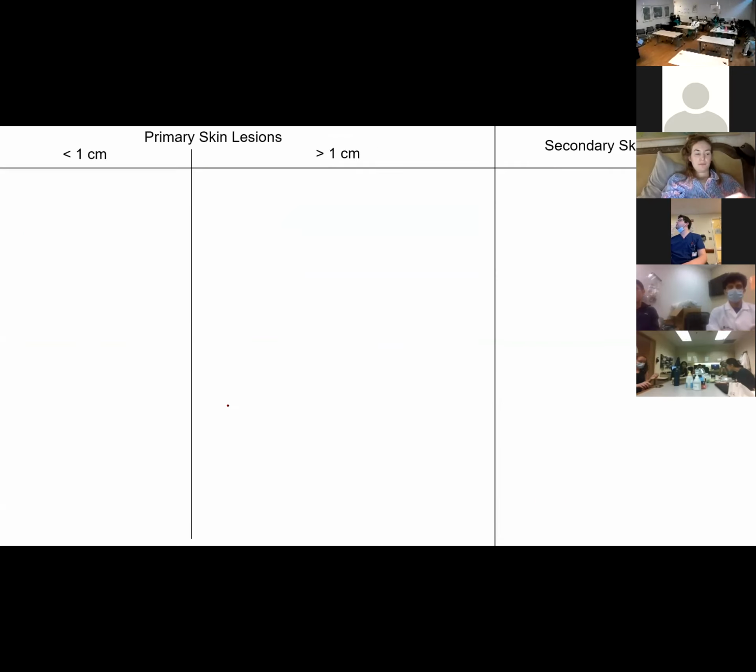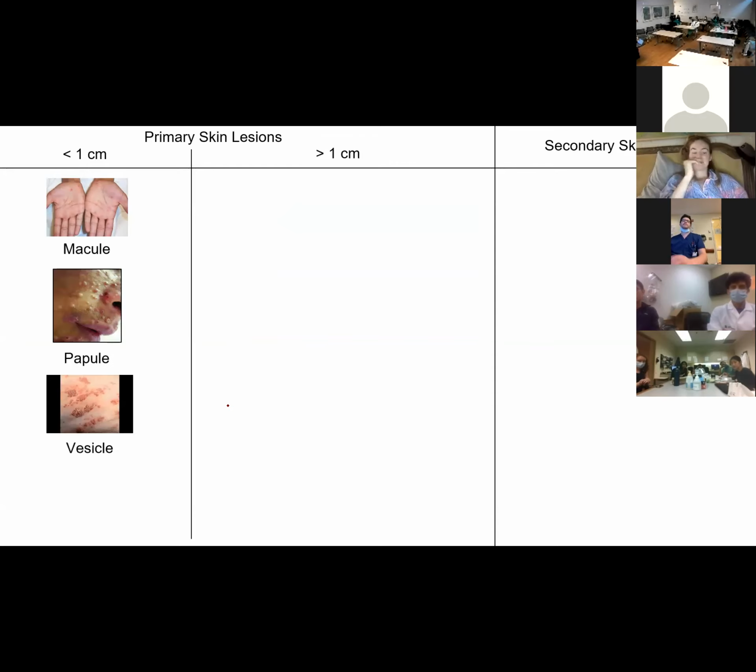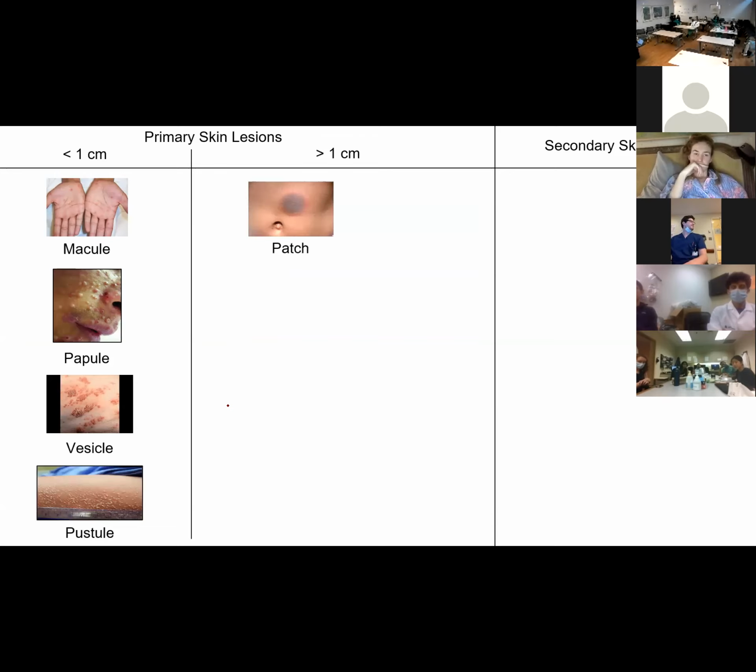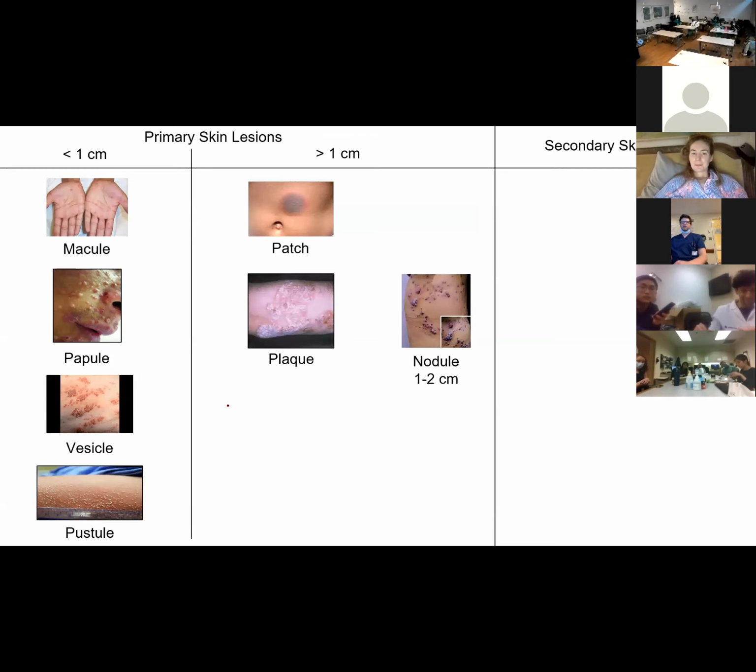All right, quick review. Less than 1 centimeter is a macule if it's not raised. If it's raised, it's a papule. If it's got fluid in it, it's a vesicle. If it's got pus in it, it's a pustule. If it's greater than 1 centimeter and not raised, it's a patch. If it is raised, it's a plaque. If it's dome-shaped and 1 to 2 centimeters, a nodule. If it's greater than 1 centimeter and fluid-filled, a bulla.